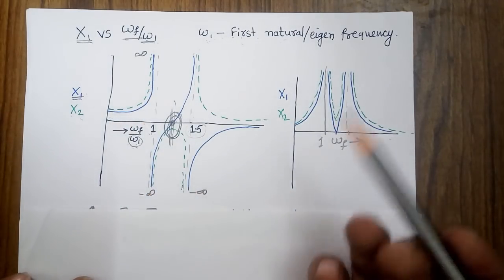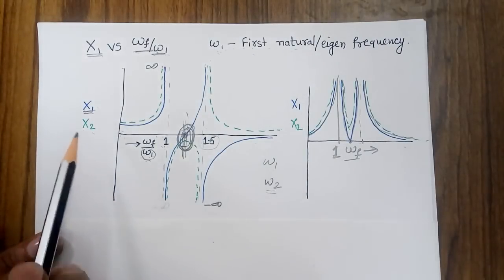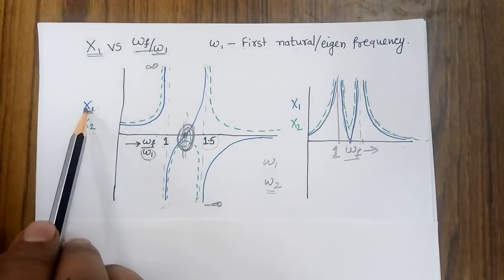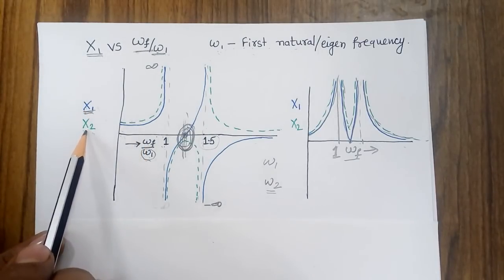You can use any computer program to plot the response of the first mass corresponding to the excitation frequency. Similarly, you can plot for the second mass.